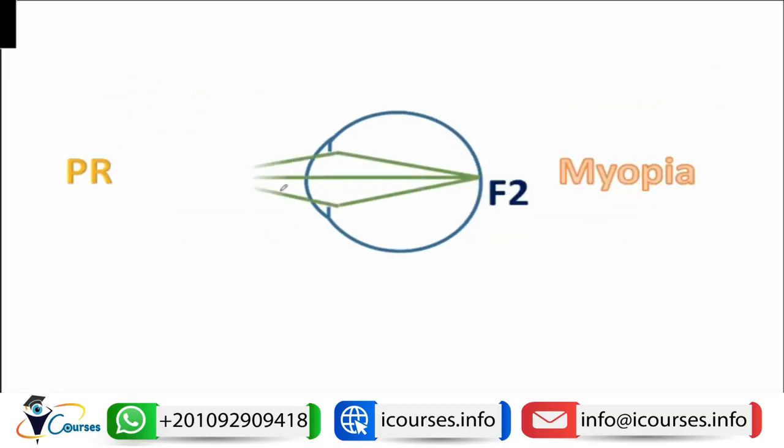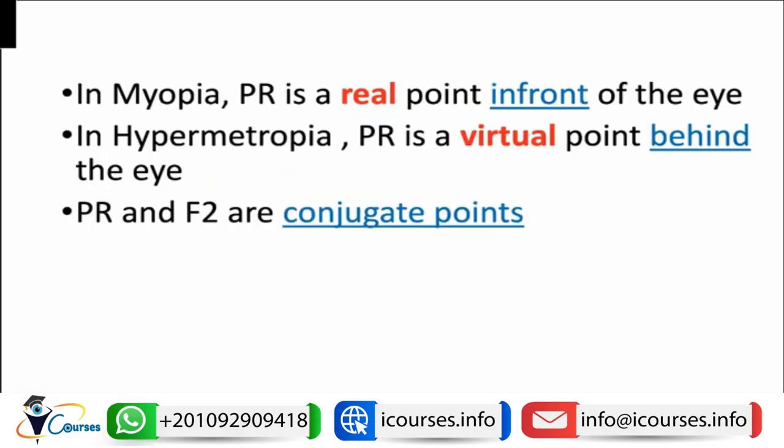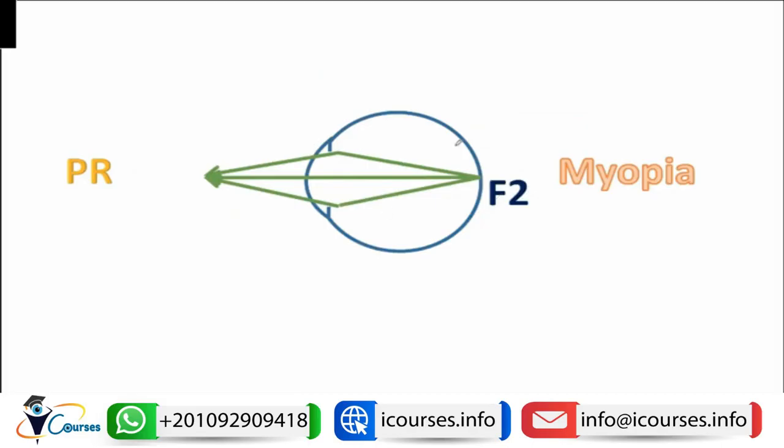And here is the punctum remotum of the myopic eye. So in myopia, the punctum remotum is a real point in front of the eye, while in hypermetropia, the punctum remotum is a virtual point behind the eye, and the punctum remotum and the F2 are called conjugate points. And what do we mean by conjugate points? This means that if a light ray enters from the F2, it will reach the punctum remotum, and if a light ray is entering from a point at the punctum remotum, it will reach the F2.